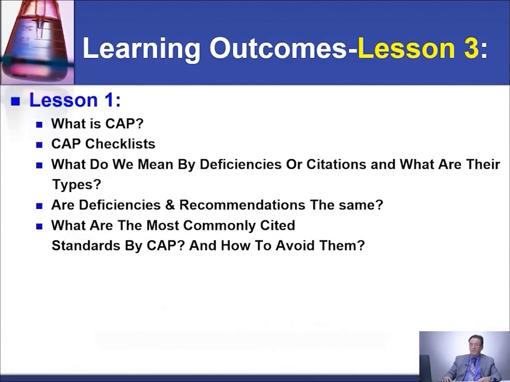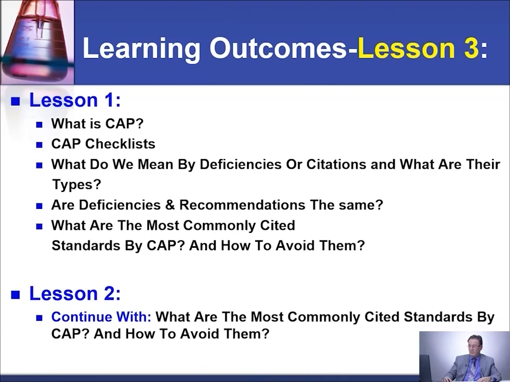If you recall in Lesson 1, we talked about the following topics. What is CAB? CAB checklist. What do we mean by deficiencies or citations, and what are their types? Are deficiencies and recommendation the same? What are the most commonly cited standards by CAB and how to avoid them?